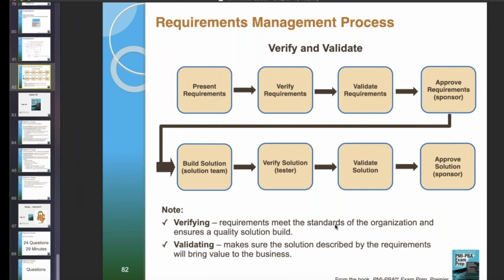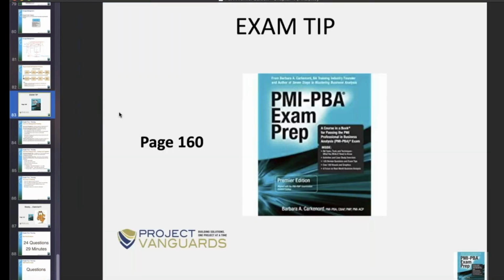Verifying requirements meet the standards of the organization and ensuring quality solution build. Validating is making sure the solution described by the requirements will bring value to the business. So verify for correctness of procedure, validate for completeness of function. There's an exam tip now on page 160.